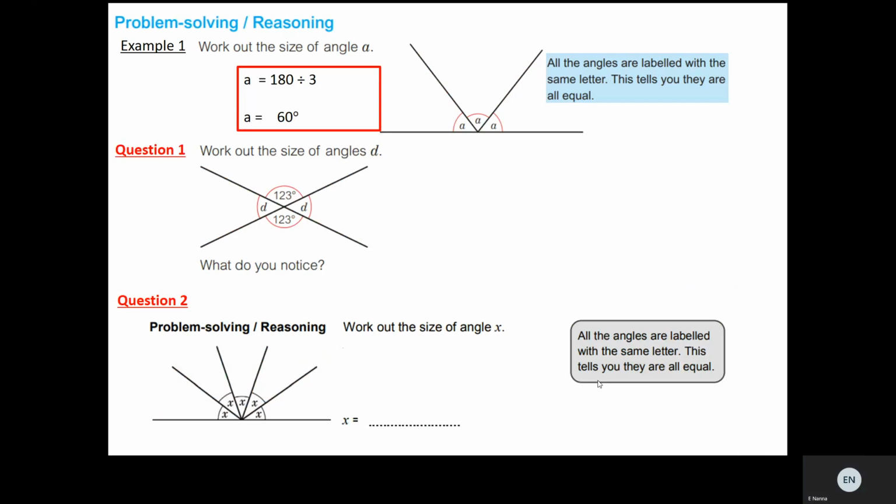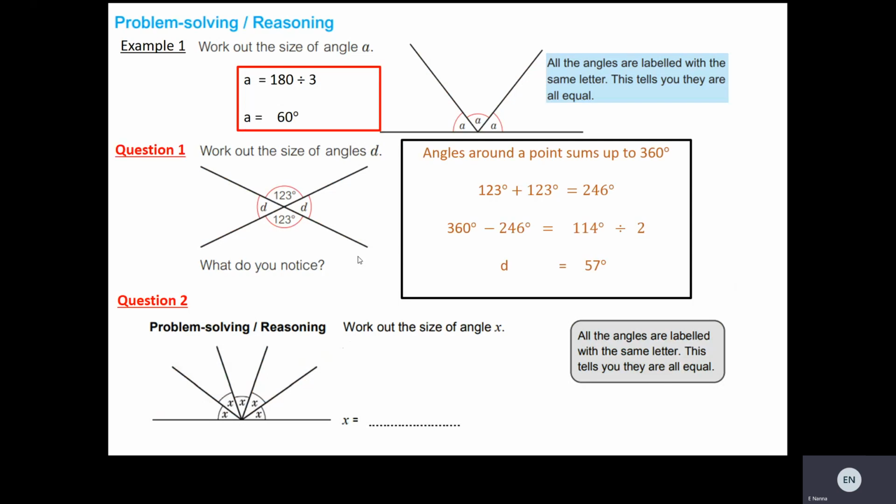Okay, well done. I'm thinking some people would have doubled 123 degrees. Well done if you doubled 123 degrees, got that answer and took it away from 360. Then what do you do with it? Well done if you divided it by 2. That is beautiful. So I'm doing 123 add 123, that's 246. Take it away from 360, and I need to now share it into 2 because my letters are the same.